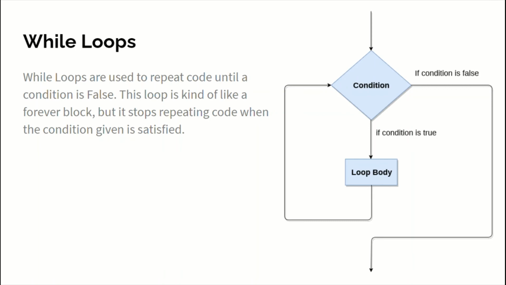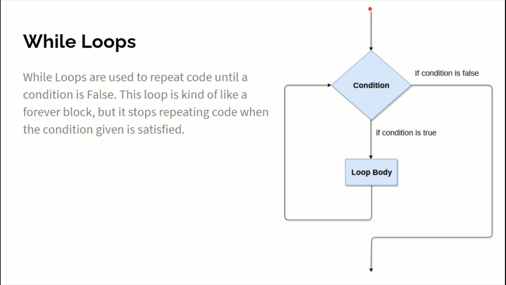While loops are used to repeat code until a condition is false. While loops are kind of like a forever block on Scratch, if you know what forever blocks on Scratch are, but it's different because it stops repeating code when the condition given is satisfied. Here's a diagram of while loops.